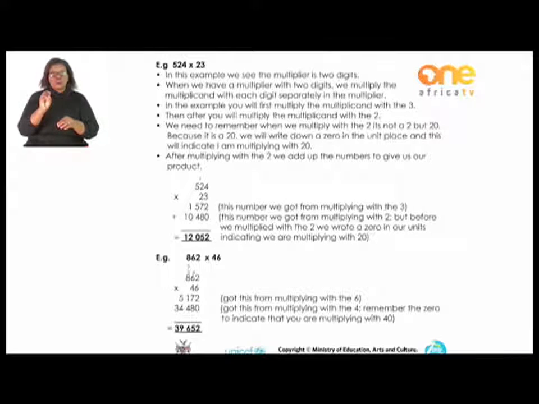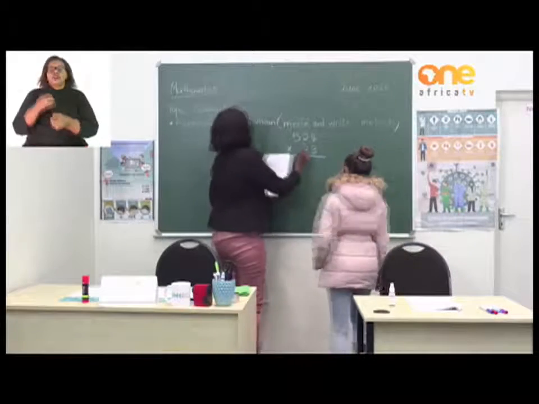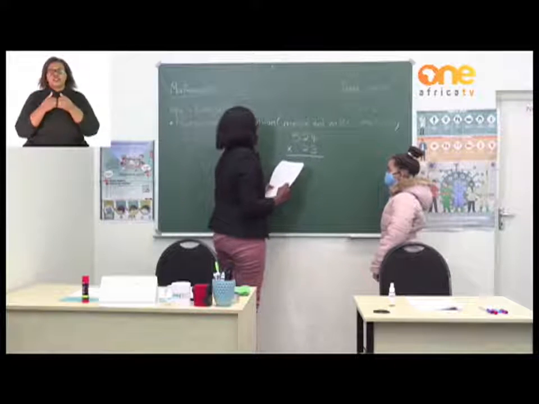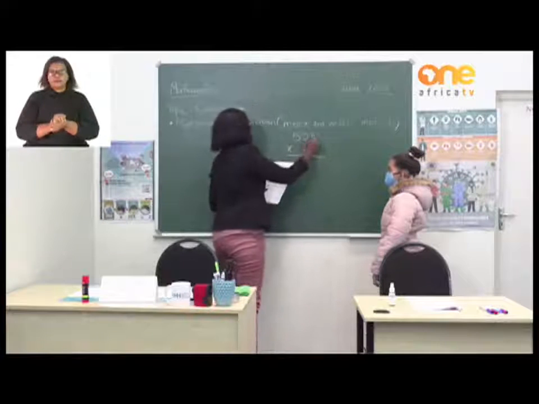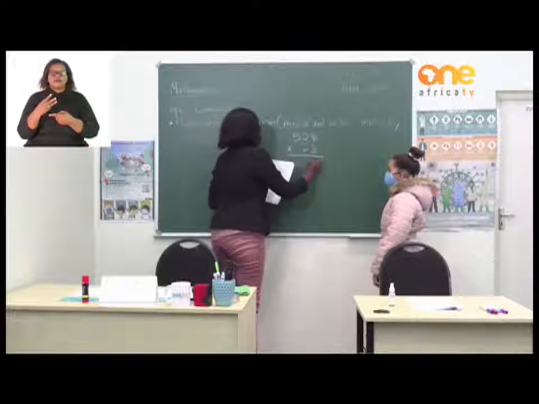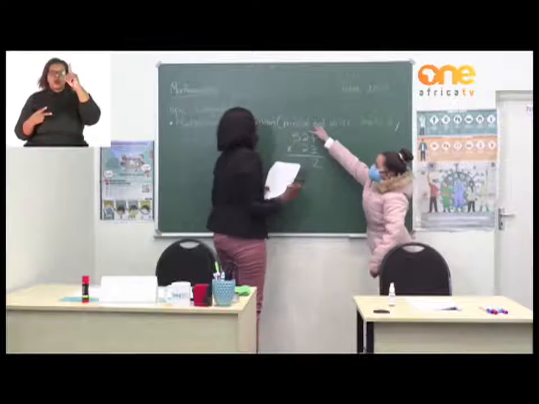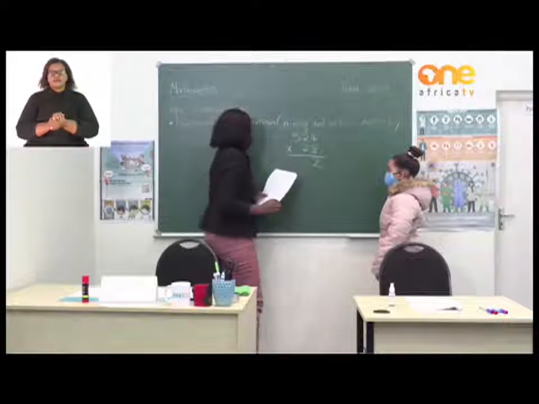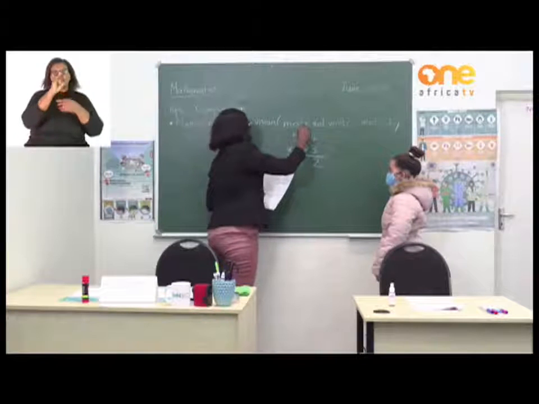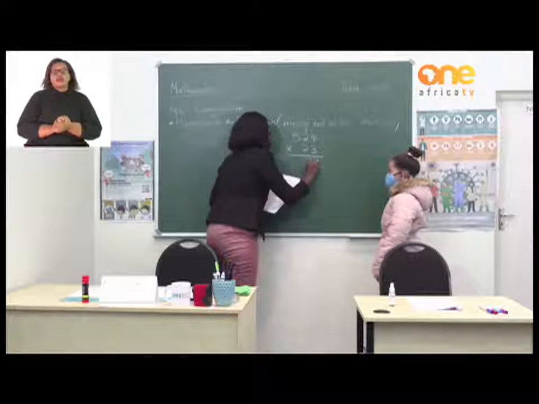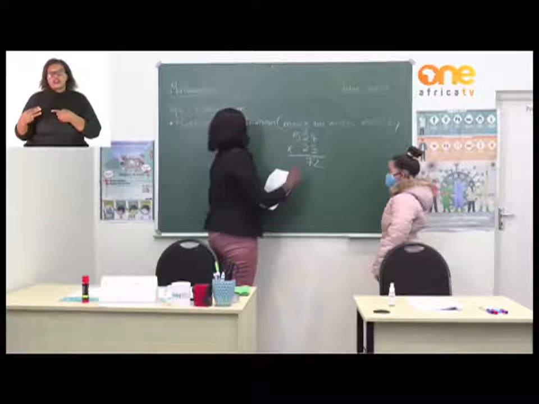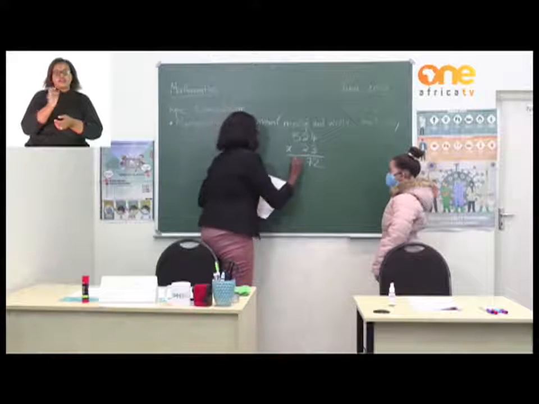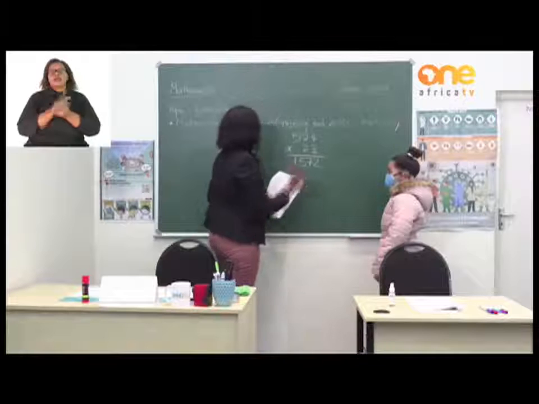Good, boys and girls, let's go to the board. We have 524. We multiply it with 23. We start to multiply with the first digit. Okay, we start with 4 times 3, which is 12. We write the 2 here, and then we carry over a 1. Good. Next step, 2 times 3, which is 6, and then we add the 1 up here. We write our answer, which is 7. Good. Next step is 5 times 3. What is our answer? It is 15. Then we write our 15 down there. Good, we are done with the first digit.